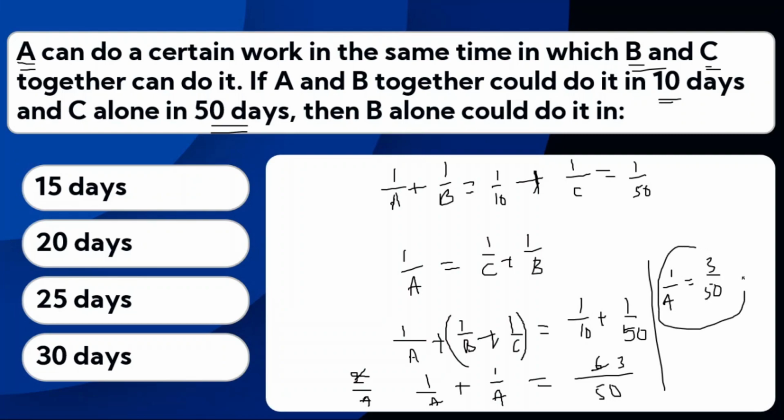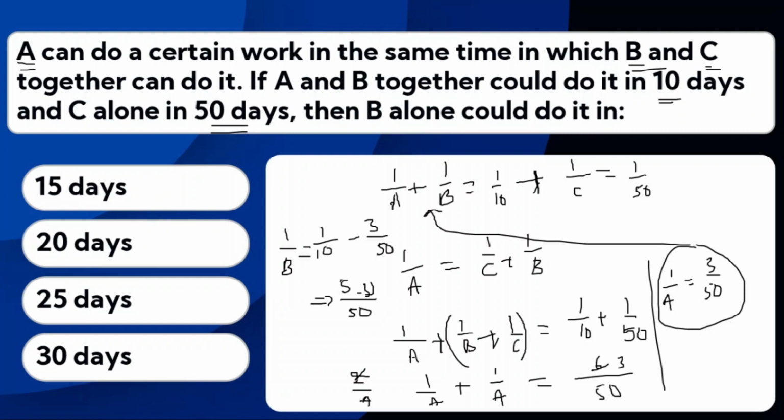Substitute this 3 by 50 in the first equation. Then 1 by B equals 1 by 10 minus 3 by 50, which, with LCM 50, is 10 going into 50 five times. So 5 minus 3 is 2. So 2 will get cancelled here 25 times. So B we are acquiring with the value of 1 by 25. So per 1 day B is completing 1 by 25th of the work. In how many days will it be completed? Reciprocal of it. Simply 25 days will be the answer.